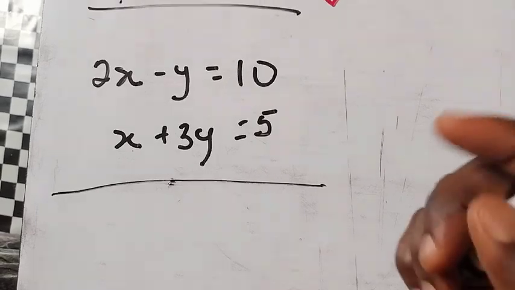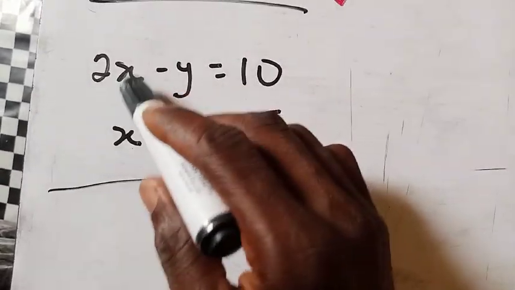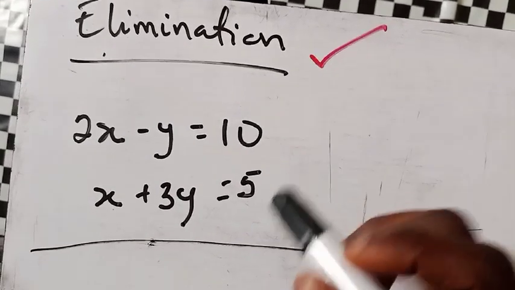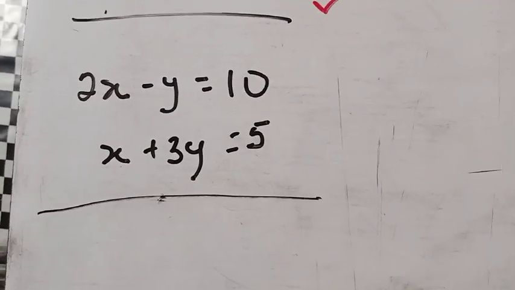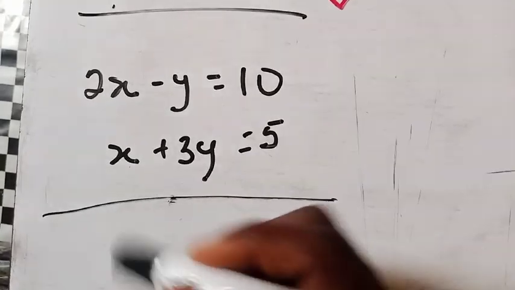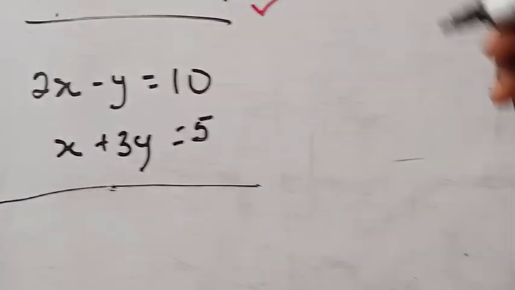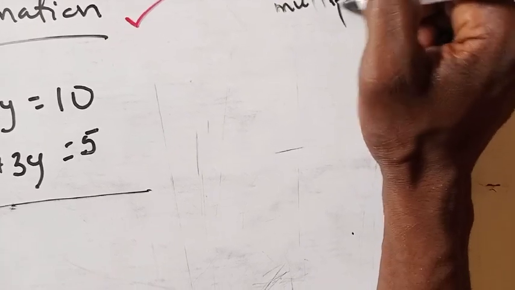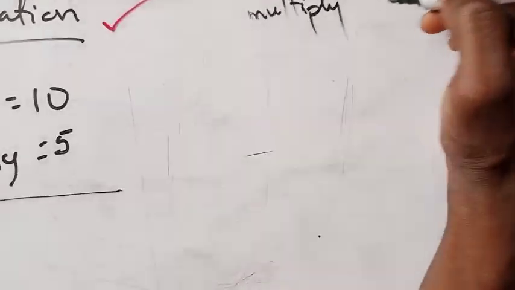Now our aim here is to make sure that one variable does not exist, right? That's the simple concept behind elimination. We want to eliminate that variable. As we stand here, the step is to multiply one of the equations, right?